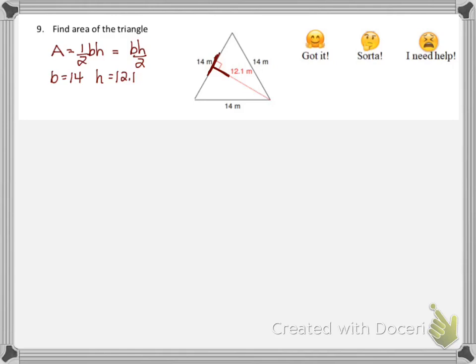So now let's go ahead and put it into our formula. Area equals base, which is 14, times height, which is 12.1, divided by 2. And if we go ahead and put this into the calculator, it's 14 times 12.1, and then we take that answer and divide it by 2, and we get 84.7. And since area is measured by square units, in this case, it's meters squared.